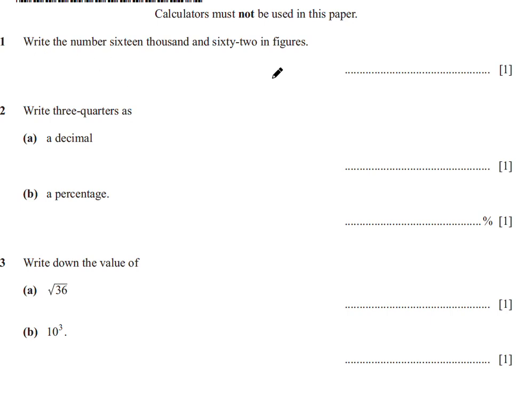Okay, let's see the first question. Write the number 16,062 in figures. So how many thousands are given over here? 16,000 and 62. So there are no hundreds. This can be the answer.